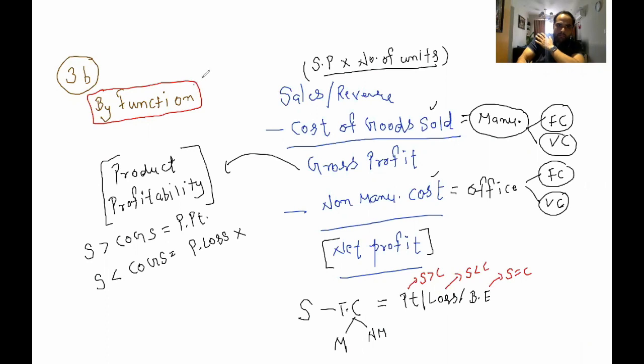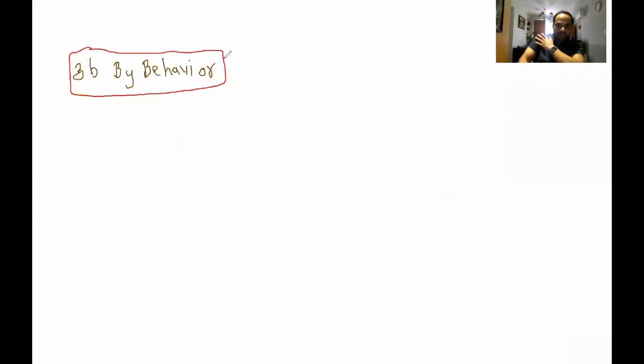So let me write down, by function, we focus on manufacturing and non-manufacturing cost. And by behavior, we focus on variable cost and fixed cost, right? So now here, let me prepare the income statement by behavior, or financial reports or reports for management accounting by behavior, right?